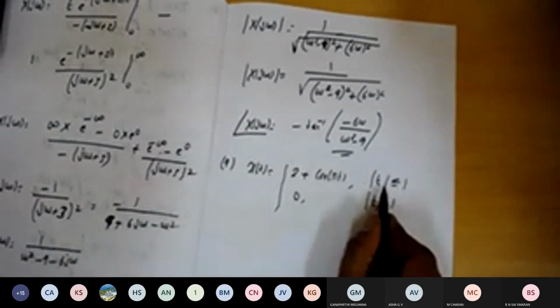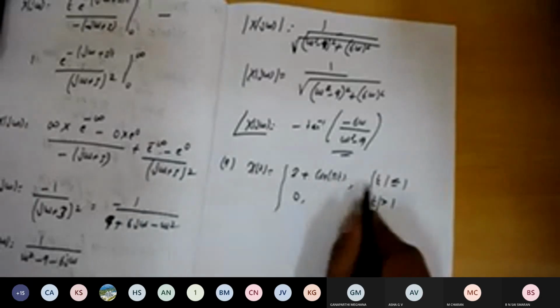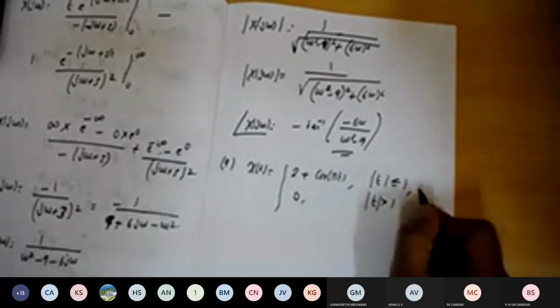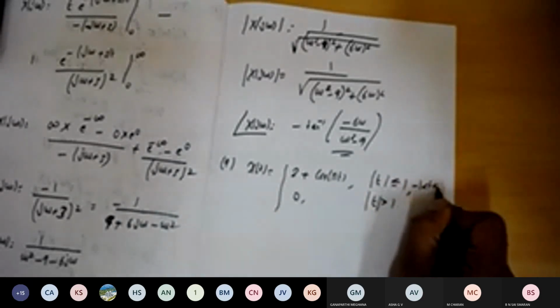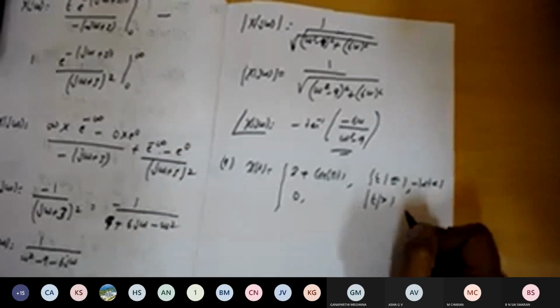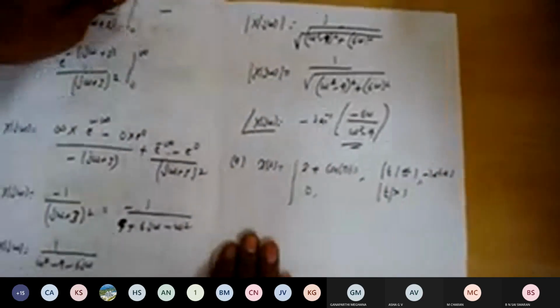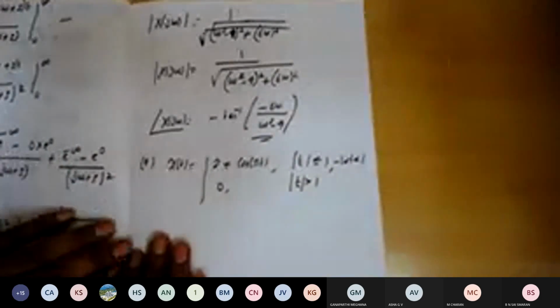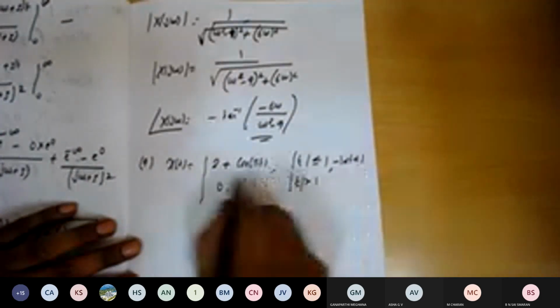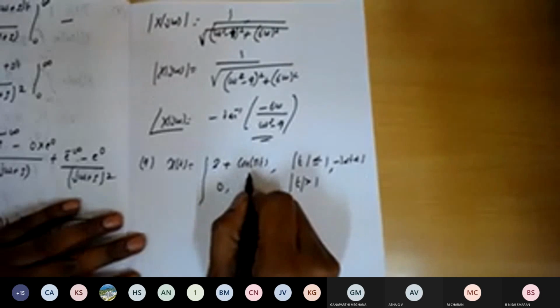Whenever the magnitude comes, we can assume that t can take both positive and negative values. The meaning is that minus 1 is less than t is less than plus 1, so t can take both positive and negative values. Okay, so now let us find the integral of this one.